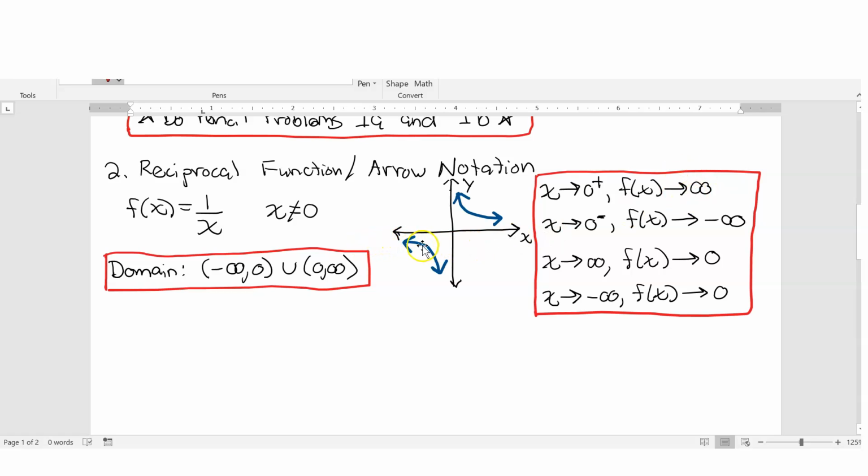When we approach 0 from the left, we actually get different behavior. f of x will go to minus infinity. So that's why the arrow notation is important. It depends on which direction we're approaching a certain point. And then we can also look at the end behavior of the function.